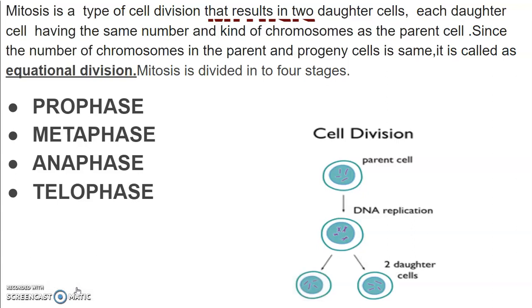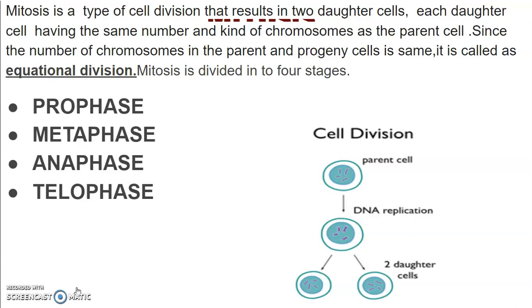Mitosis is a type of cell division which takes place in the somatic cells, the body cells, except in the reproductive organs. Children, we will learn later that there are two types of cell division, mitosis and meiosis. Mitosis takes place in the body cells or somatic cells, and meiosis is the type of cell division that takes place in the reproductive organs at the time of gamete formation.